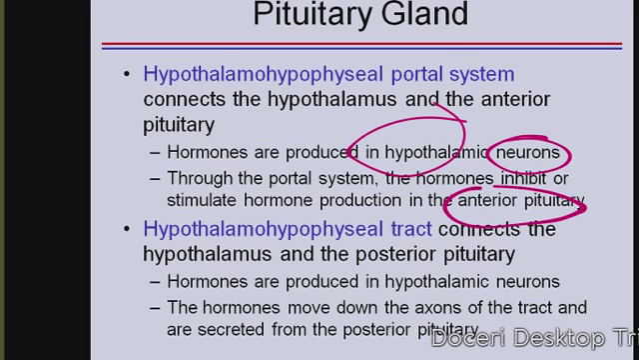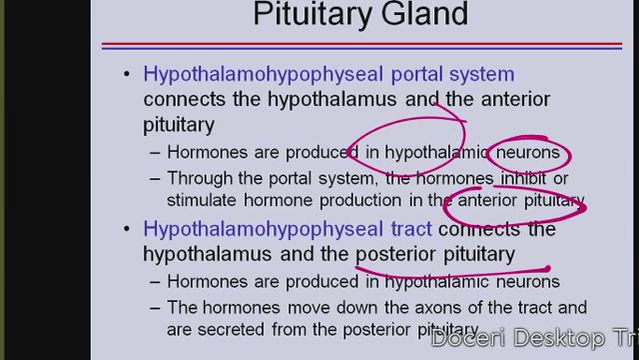The hypothalamo-hypophyseal tract connects the hypothalamus and the posterior pituitary. It looks very similar. The hormones are produced in the hypothalamic neurons, and here they move down the axons of the tract and are secreted from the posterior pituitary. Does that sound right or not?